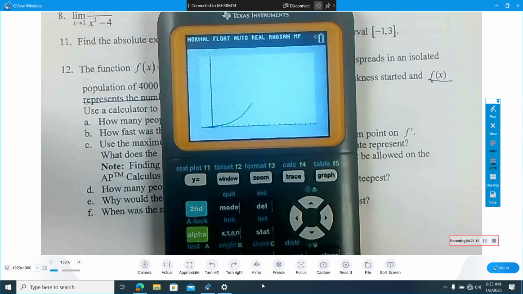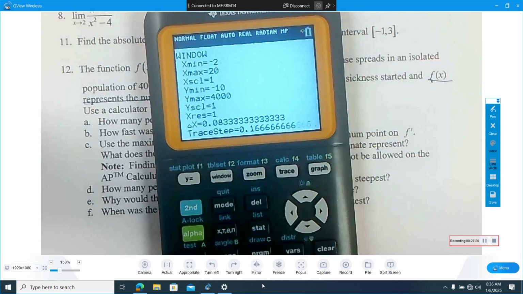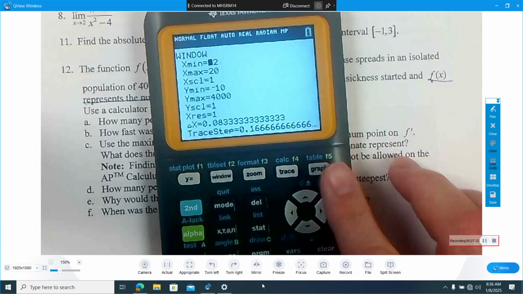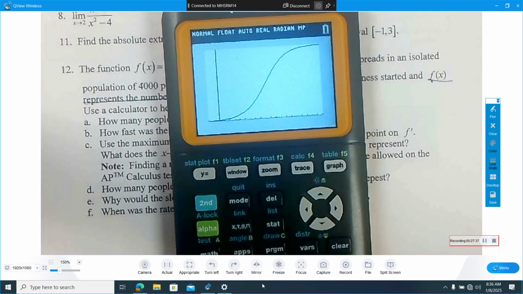And then graph. Do I need to go back to my window? Window settings. So on the window button, I'm going from -2 to 20 on the x-axis, and then up to 4,000 on the y. Okay, and so this is called a logistics curve.